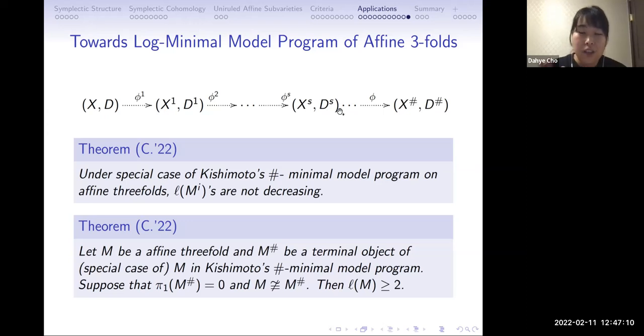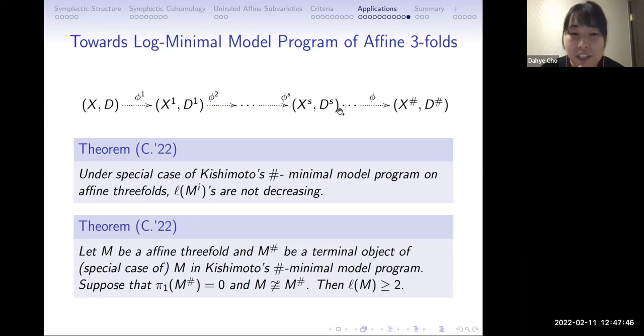But we restrict our case to a simpler, special case of Kishimoto's minimal model program, only the case of deleting a hypersurface. Then under this special case, our L measure is not decreasing along the minimal model program.